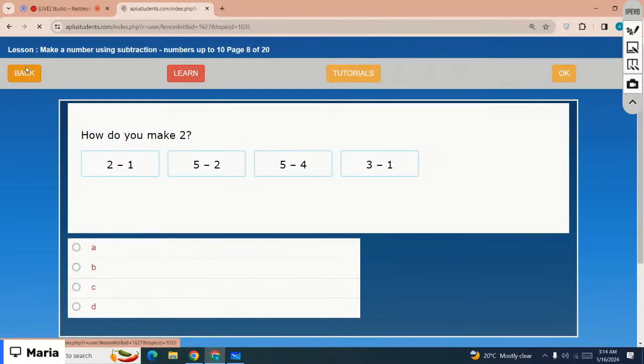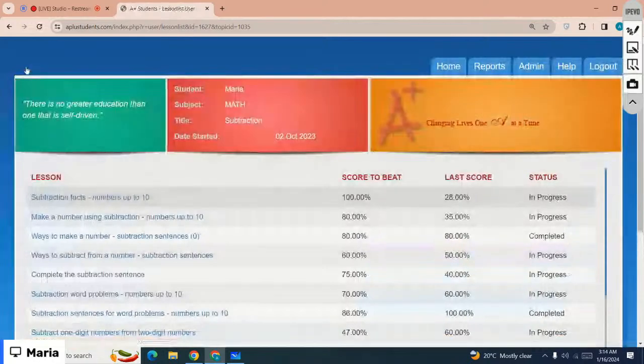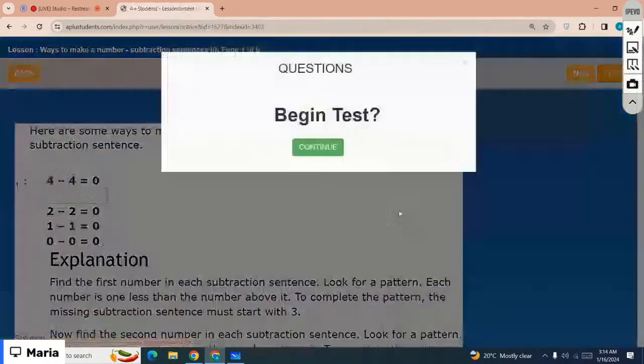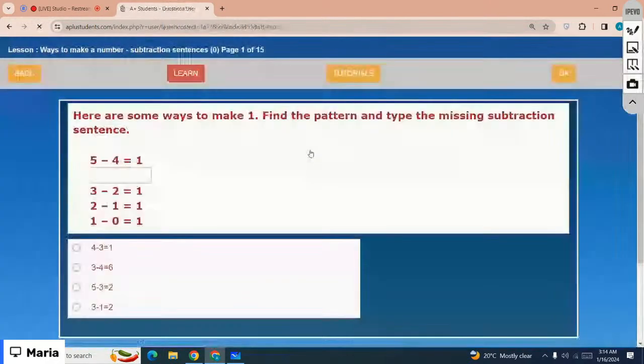The next one is ways to make a number. How do you make a number? You have so many ways to create a number. Just look at the examples. Here are some ways to make 1. Find the pattern and type the missing subtraction. You can find the pattern in the given subtraction sentences. You need to find the pattern and then find the missing number.